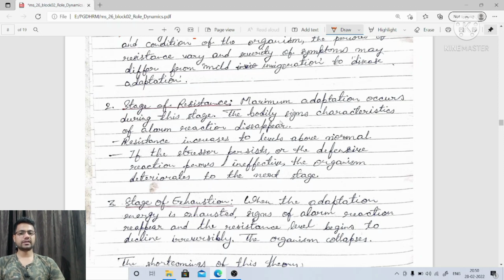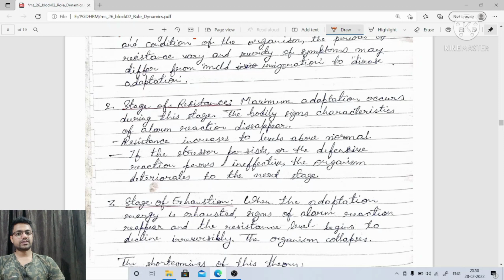So bodily signs characteristic of alarm reaction disappear. Means whatever bodily signs were there in the alarm stage, those signs are going to disappear in the stage of resistance. Resistance increases to levels above normal. So the resistance level increases greater than the normal level, greater than the average level.